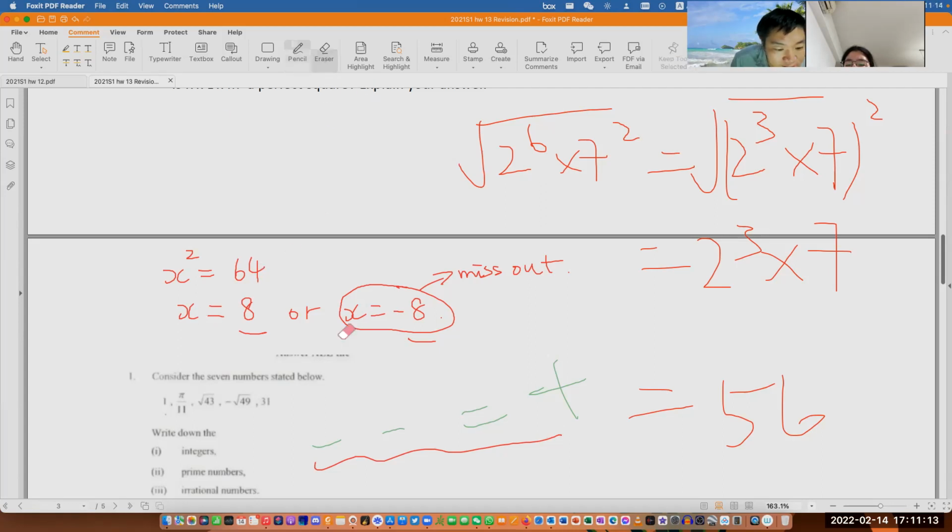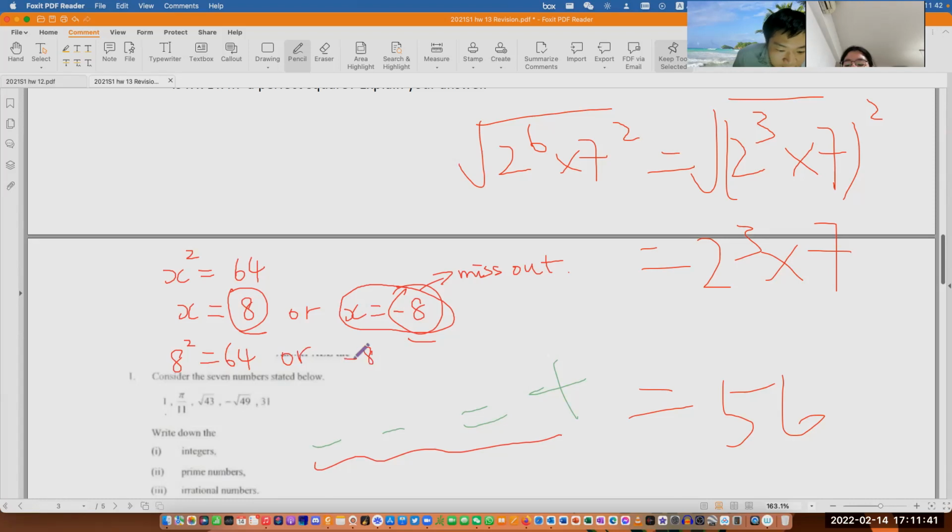For this kind of question, like I say, when it comes to secondary school, it's very easy. You can always test your answer and see if you can get the question. So you have 8, so you can put this back. 8 squared is 64, right? Next, you test for your negative 8.